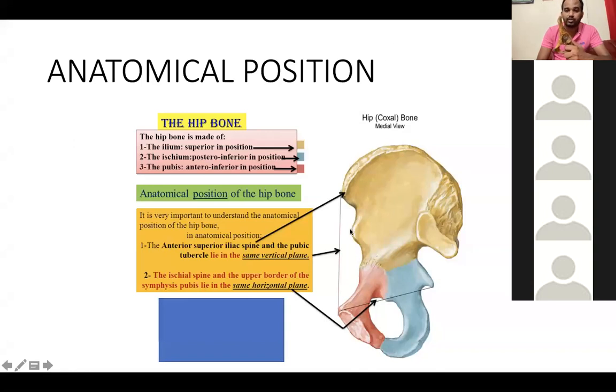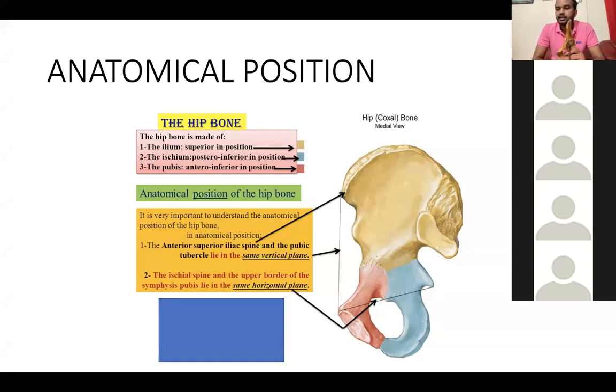Now you can see in the slide also. This is the anterior superior iliac spine and this is the pubic tubercle. They should lie in the same plane vertically, and the pubic symphysis and the ischial spine have to lie in the same plane horizontally. If you make these two lines lie in horizontal and vertical planes, then that will let you hold the bone in anatomical position. Is it clear, everybody?